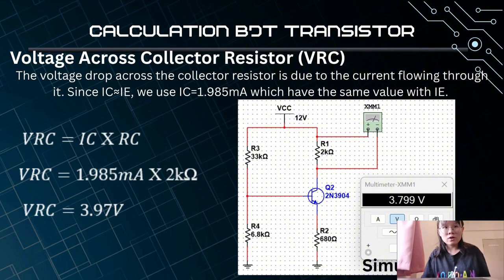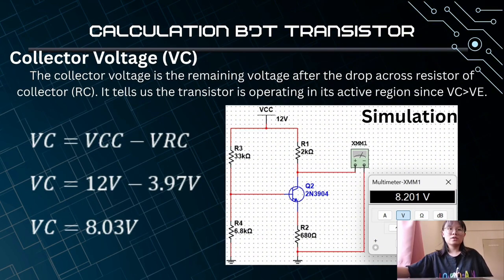Then we need to calculate collector voltage, VC. The collector voltage is the remaining voltage after the drop across resistor from collector RC. It tells us the transistor is operating in its active region since VC is greater than VE. The following is our calculation and simulation.